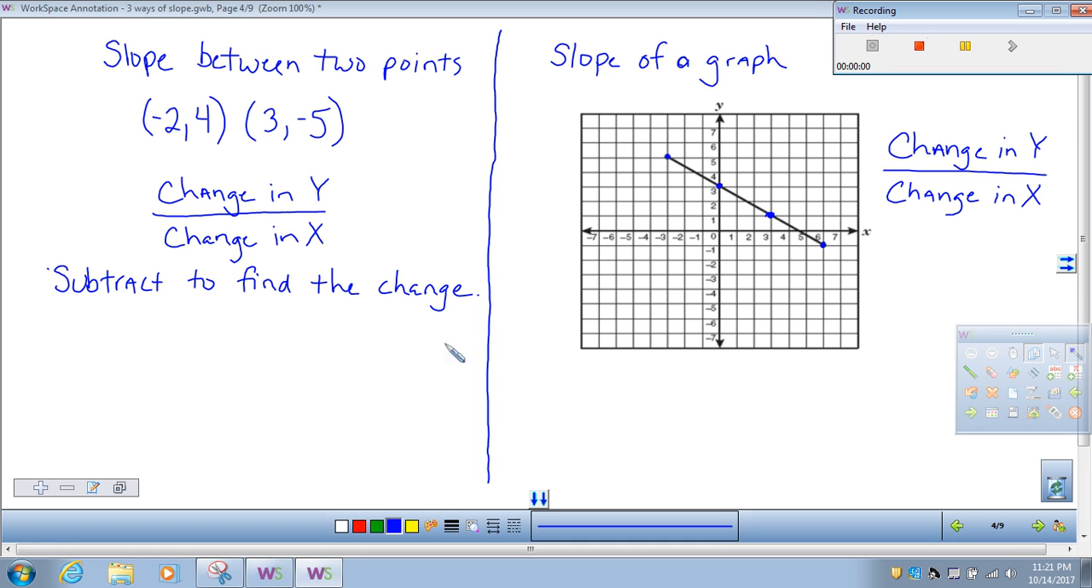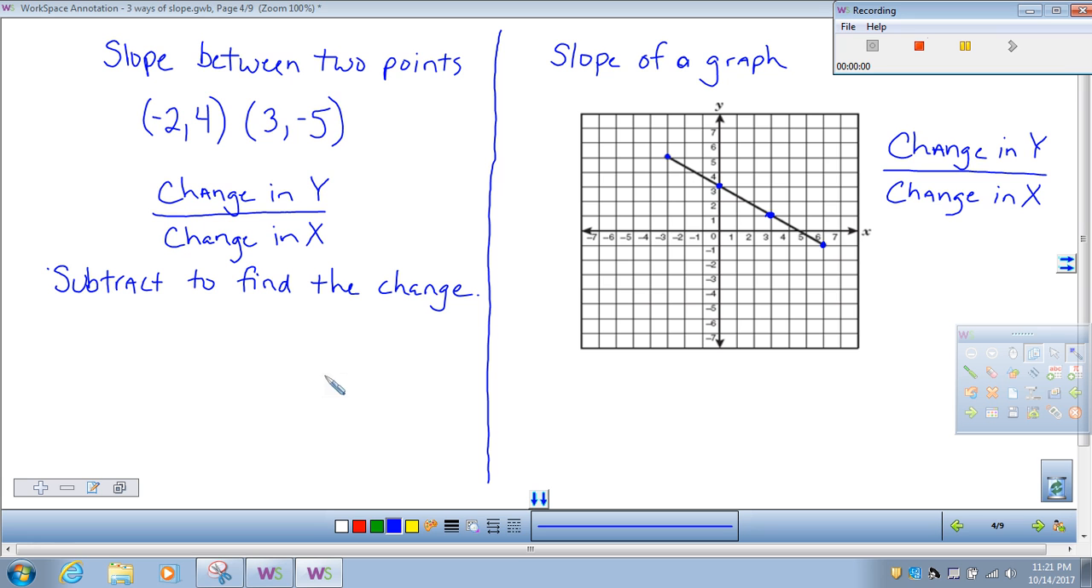Okay, so we are going to be taking a look at how we're going to be doing slope this year. And we have decided to do something a little bit different this year. Normally, when you are doing slope between 2 points, you're going to do y2 minus y1 over x2 minus x1. And then when you're doing slope of a graph, most teachers teach rise over run.